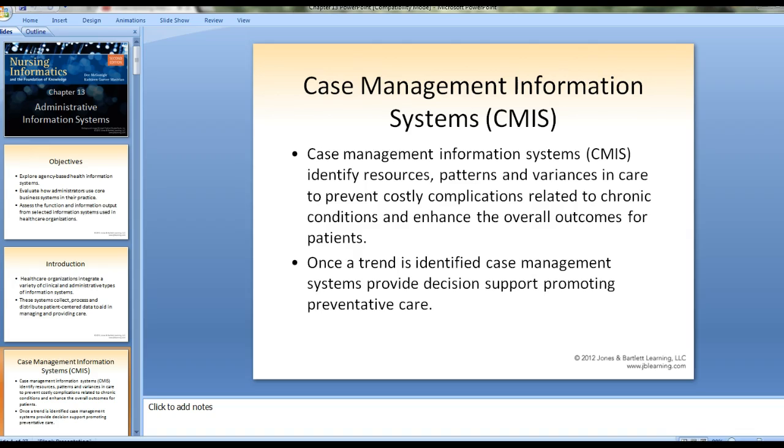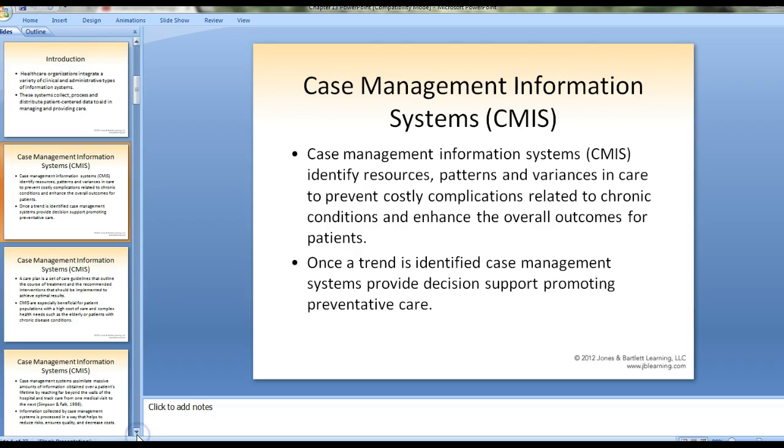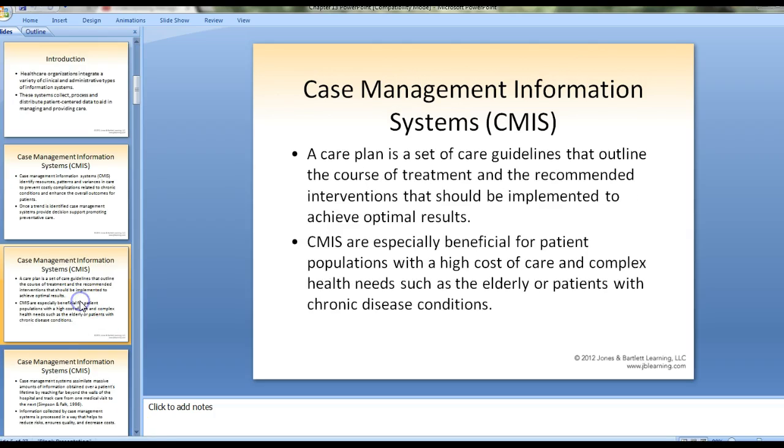So it kind of gives you this decision support. So if A happened, then do B. If it didn't, then do C. And this is really helpful in case management and actually in any type of management for a patient.